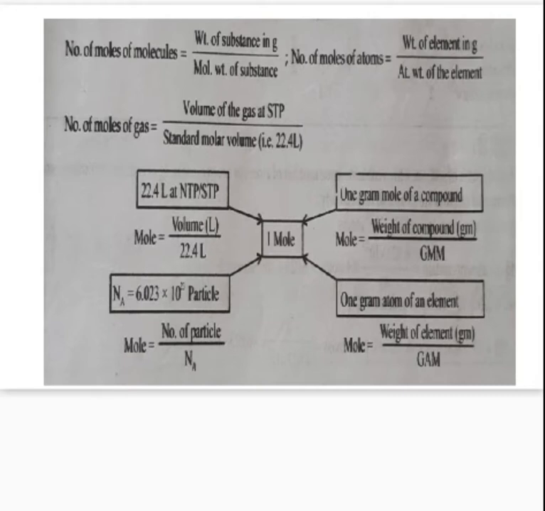So what is 1 mole in terms of gram molecular mass? It's equivalent to 1 gram mole of a compound. And how are you going to find out the number of moles? That is equal to the weight of that compound in grams divided by the gram molecular mass.